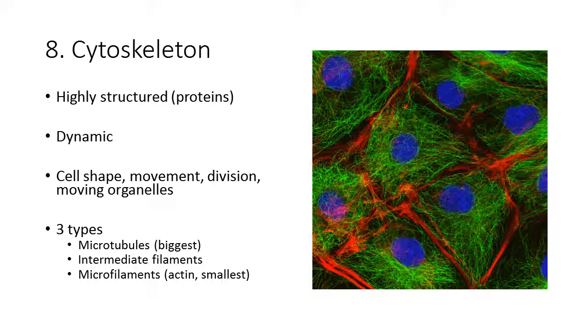One is microtubules. Those are the biggest. Obviously, these intermediate filaments are going to be in between, not the biggest, not the smallest. And microfilaments are the smallest. You might have heard of actin. It's probably the most common one, and those are the smallest ones. They each have different functions within the cytoskeleton.